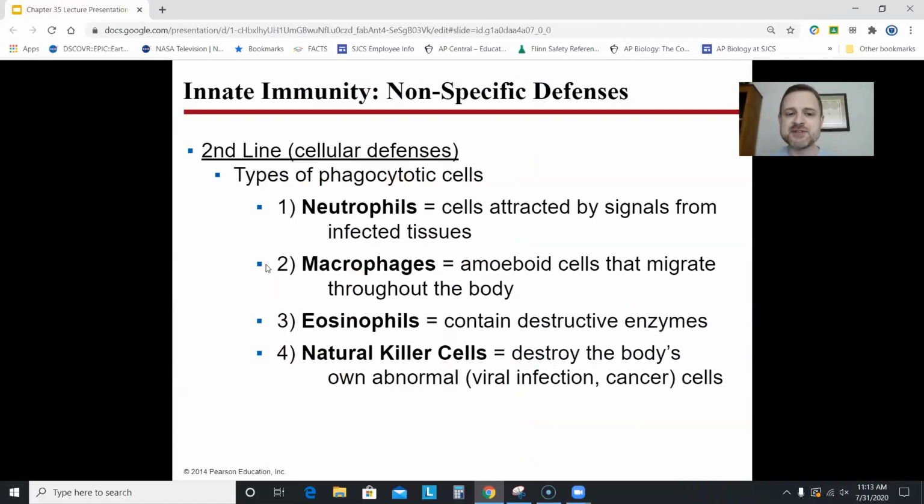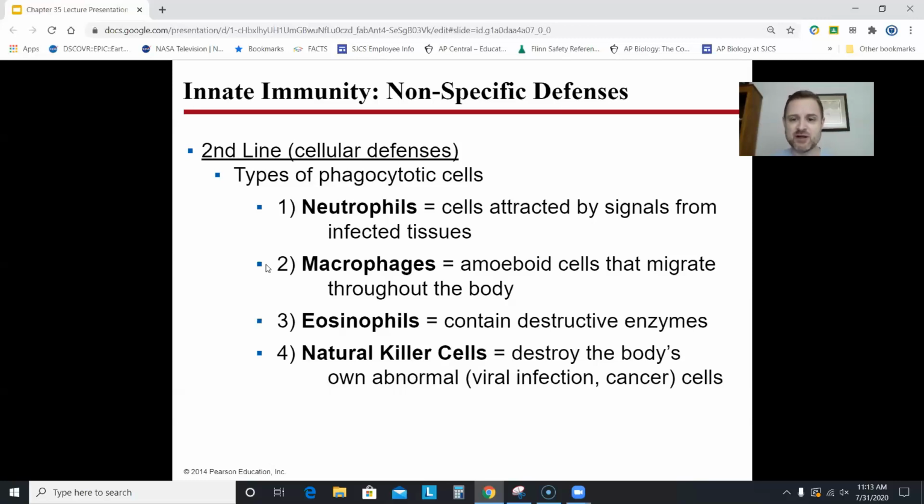So the second line of defense also includes a series of different types of phagocytotic cells. The textbook goes through lots of details on all of these. I just want you to be familiar with these 4. Basically, these are 4 different types of white blood cells. You should know what they are and what they do.